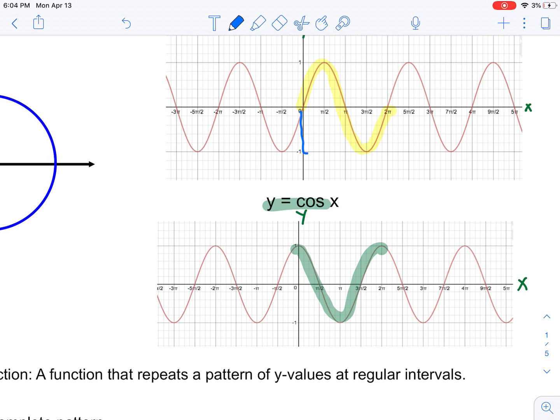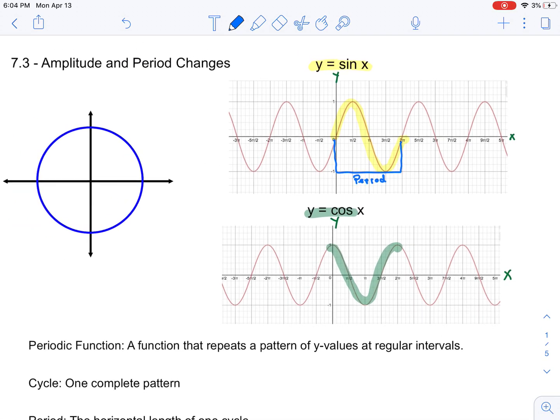So I can look at this on the sine graph. This is one period. This is how long it took us. It took us 2 pi to complete one cycle. Here on the cosine graph, it also took us 2 pi.